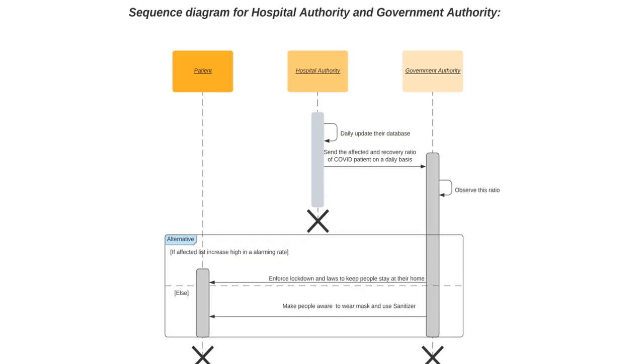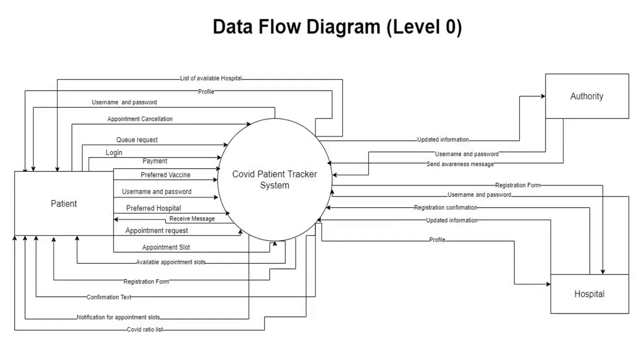Here, the hospital authority can update their databases, which is a self-message. They can send the affected and recovery ratio of COVID patients on a regular basis. After receiving the message, the government authority can observe the whole situation and decide accordingly. Here is an alternative box which shows two possible situations. If the affected list increases at an alarming rate, then the government will enforce lockdown and laws to keep people at their home. Else, the government can make sure people wear masks and use sanitizer.